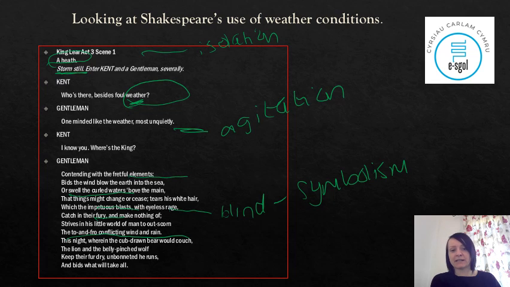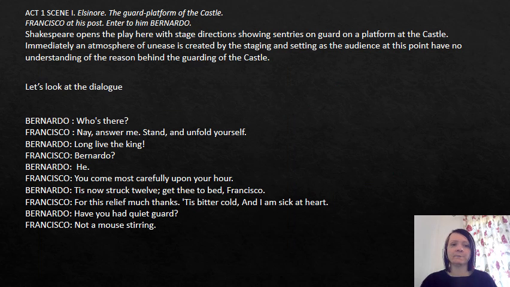rather than necessarily his stage directions. Okay, so looking quite closely at the words of the characters in order to establish that sense of mood and atmosphere. Then we move on to Act 1, Scene 1 of Hamlet. Like I said earlier, this is the opening scene. So we'll have a quick read of this particular part, okay? And then we'll have a think about it.